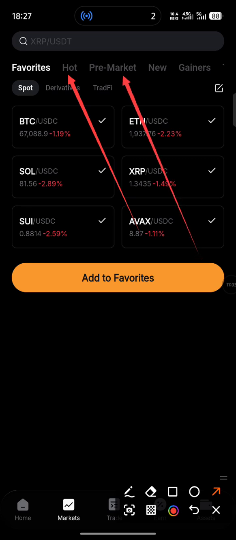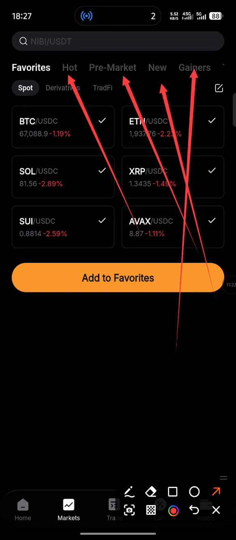The pre-market, you can also trade on here when a particular cryptocurrency coin is about to be listed into the cryptocurrency market. It will be available here and you can invest in it prior to the listing. This new here, as I said earlier, shows you the particular cryptocurrency coins that have just been listed. These gainers also show you the particular cryptocurrency coins that have been on top in the past 24 hours.